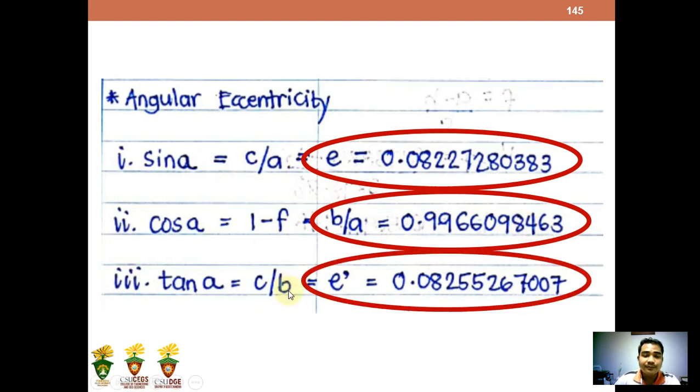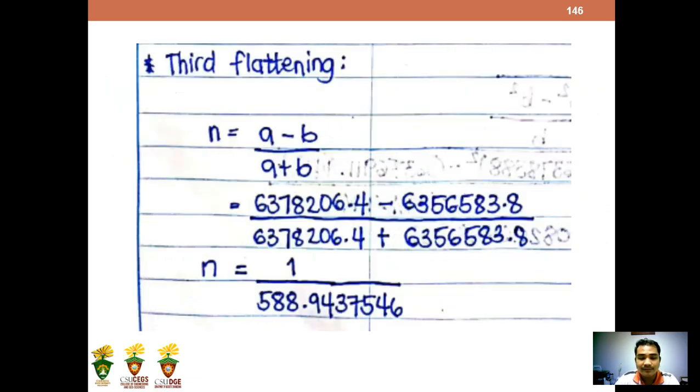And we also have angular eccentricity with respect to tangent. That is equal to c over b, and this equation is also equal to the second eccentricity, having 0.08255267007. So that's it, quite simple to solve, but you have to be careful with how you solve, because it is usually a prerequisite. If you make a mistake in the first, you will make a mistake in the next.